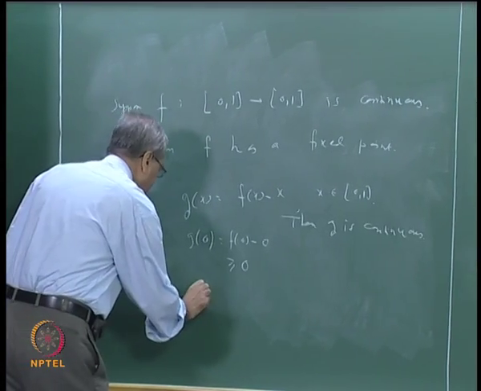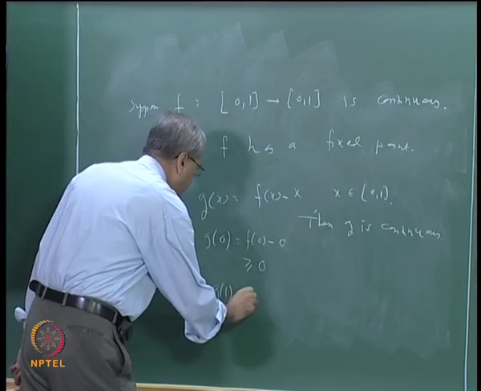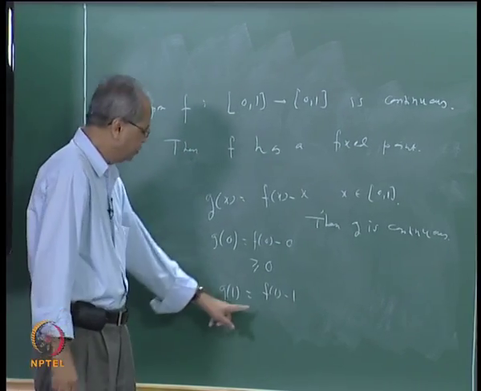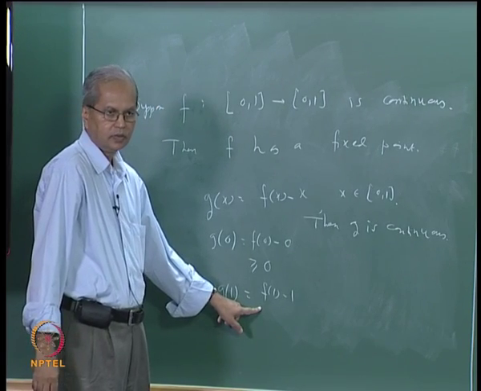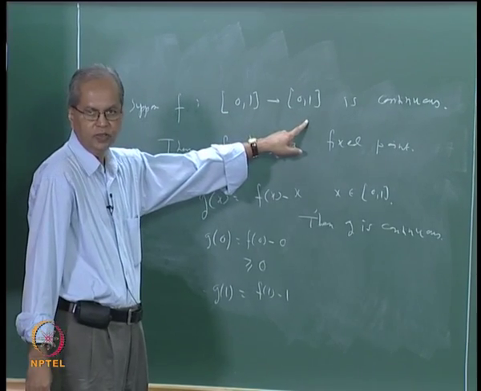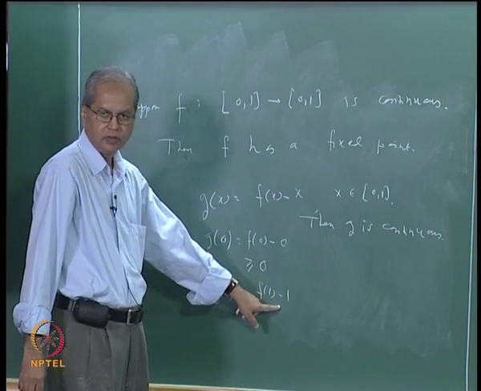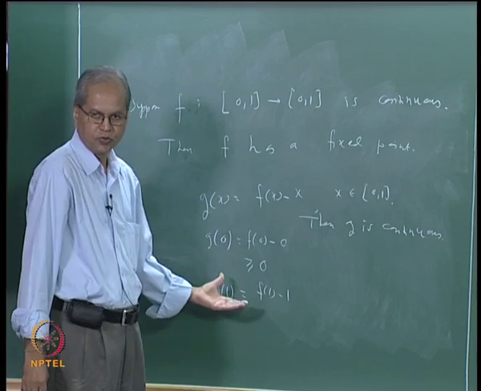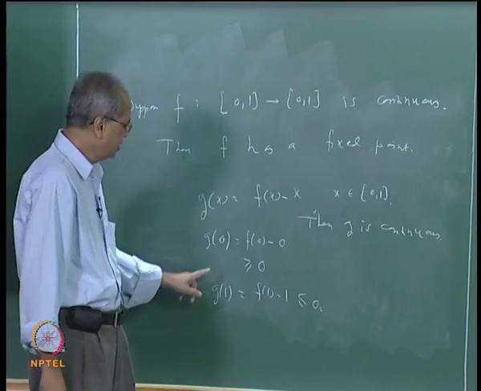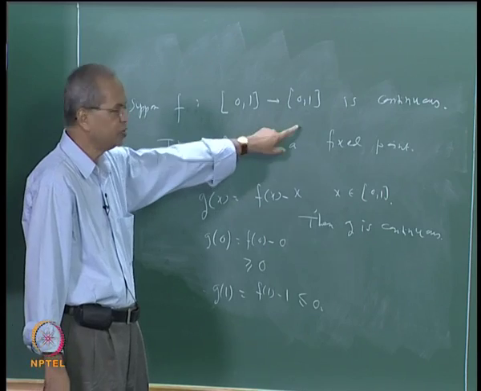Now similarly I look at g(1). So g(1) will be what? It will be f(1) - 1. What can you say about this? Again remember f goes from the interval [0,1] to [0,1], so f(1) lies between 0 and 1. So f(1) - 1 must be less than or equal to 0. So g is a function which is bigger than or equal to 0 at 0 and less than or equal to 0 at 1.